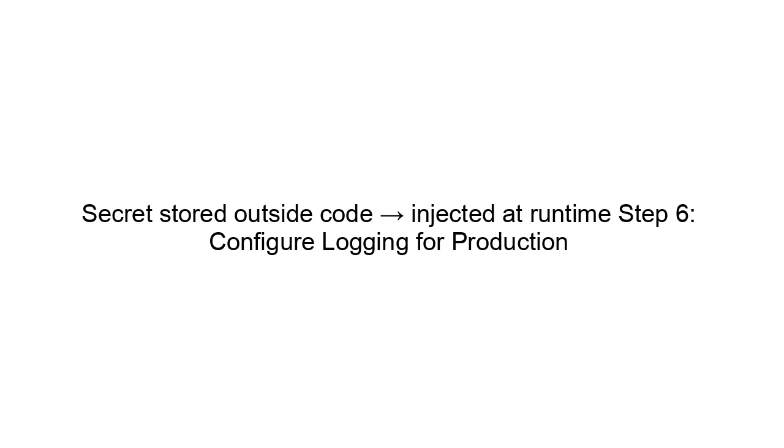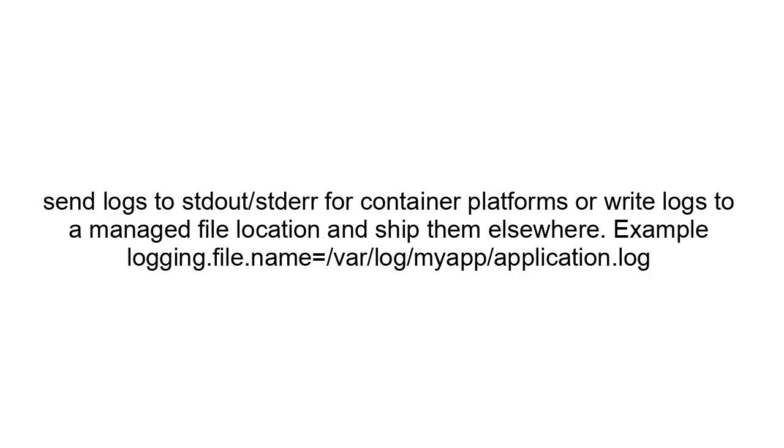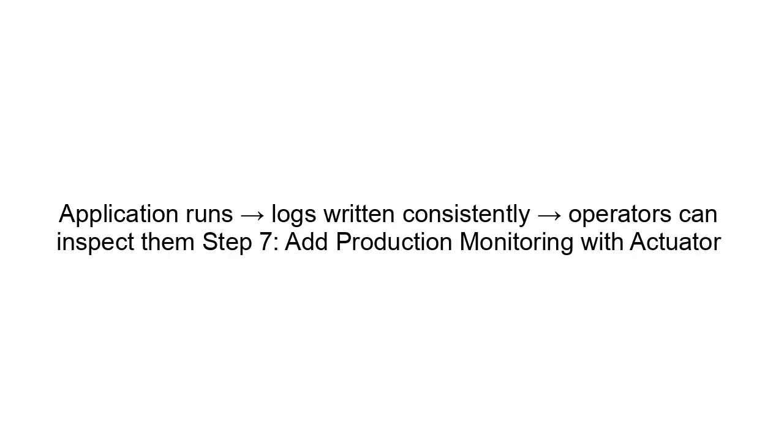Step 6. Configure logging for production. Spring Boot provides default logging configuration and supports console output with optional file output. For production, many teams either send logs to stdout/stderr for container platforms, or write logs to a managed file location and ship them elsewhere. Example: logging.file.name=/var/log/myapp/application.log. Example concept: application runs, logs written consistently, operators can inspect them.